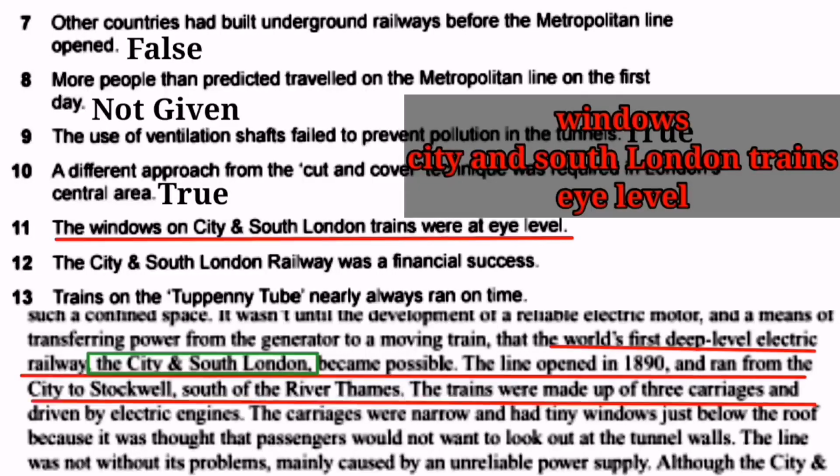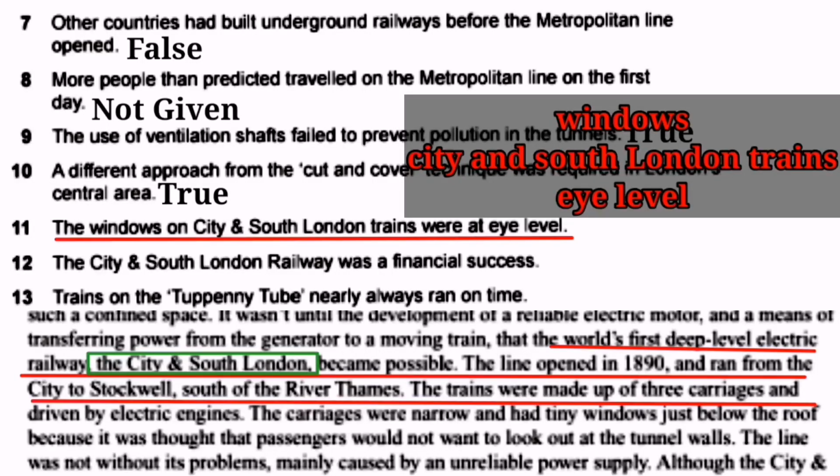Question number 11. The windows on City and South London trains were at eye level. Windows, City and South London trains, and eye level are the keywords. Our answer will be in the reading passage where these words are given. In the last paragraph of passage 1, the world's first deep-level electric railway, the City and South London, became possible. The line opened in 1890 and ran from the city to Stockwell, south of the River Thames.